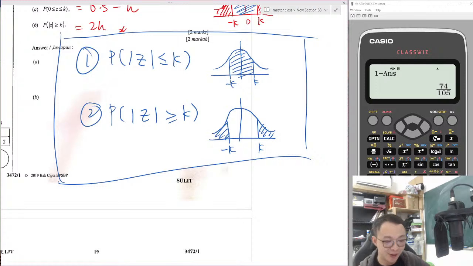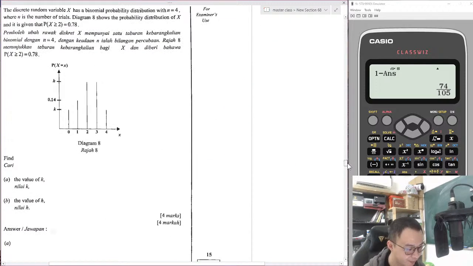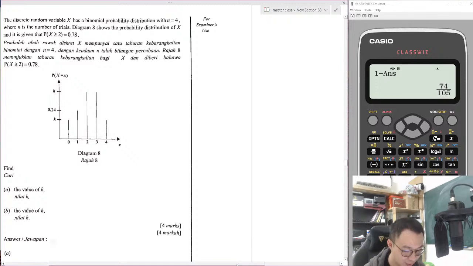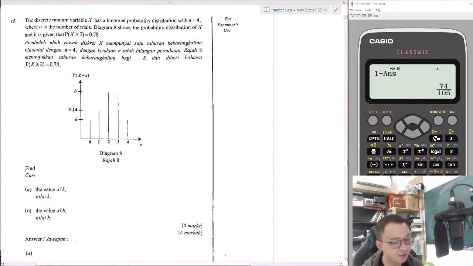Alright, so let's move on to the next one. This is a discrete random variable X, and I have the binomial probability distribution with n equals 4. You see this kind of diagram very often. So the first thing I pay attention to is this one.